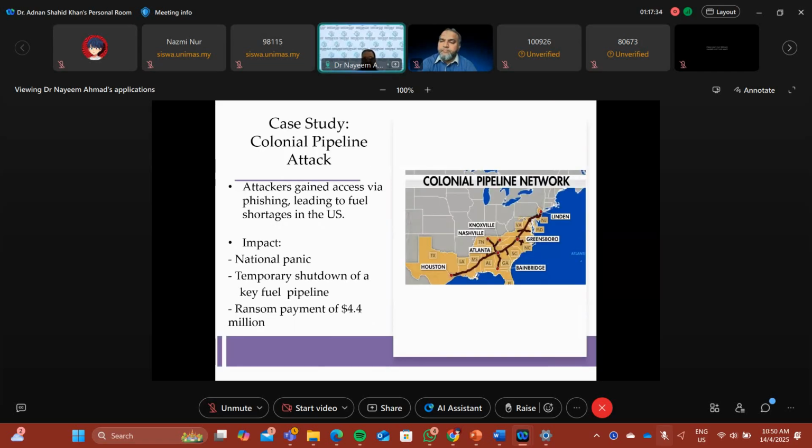Another such attack was performed in the US, a very big attack, on the Colonial Pipeline, where a ransomware payment of 4.4 million was asked. It impacted many states, and the government had to temporarily shut down the oil fuel pipeline. The ransom asked was 4.4 million.